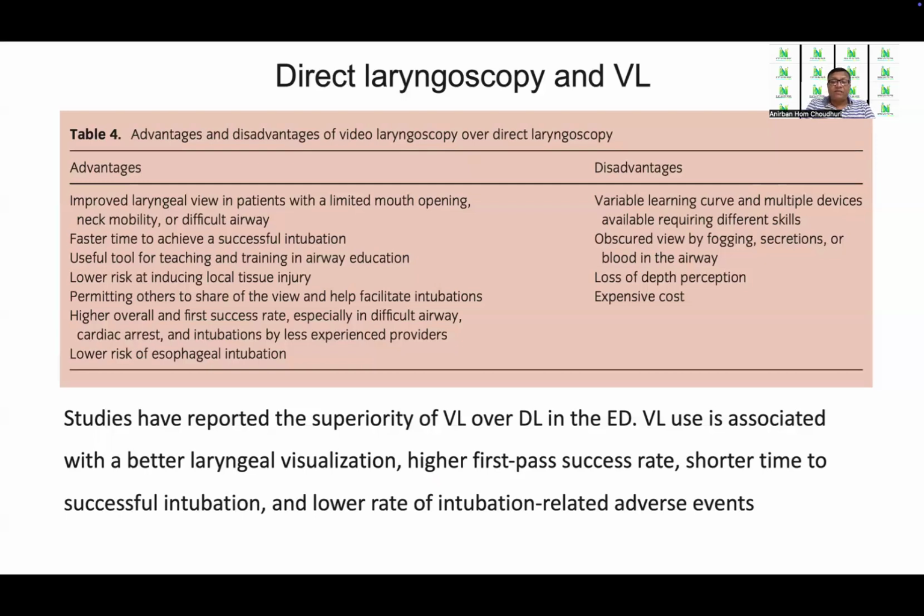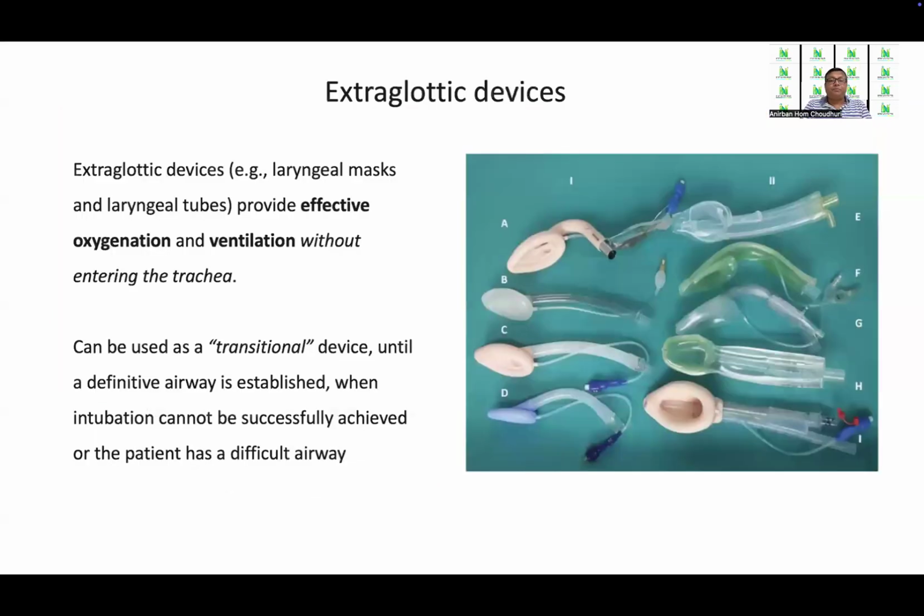However, it also has some disadvantages, like the variable learning curve and multiple devices available requiring different skills. It often gives an obscured view because of fogging, secretions, or blood in the airway. There is loss of depth perception and it is expensive. But no doubt, besides all those disadvantages, studies have reported the superiority of video laryngoscopy over direct laryngoscopy in the emergency room. And video laryngoscopy is associated with a better laryngeal visualization, higher first pass success rate, shorter time to successful intubation, and a lower rate of intubation-related adverse events.